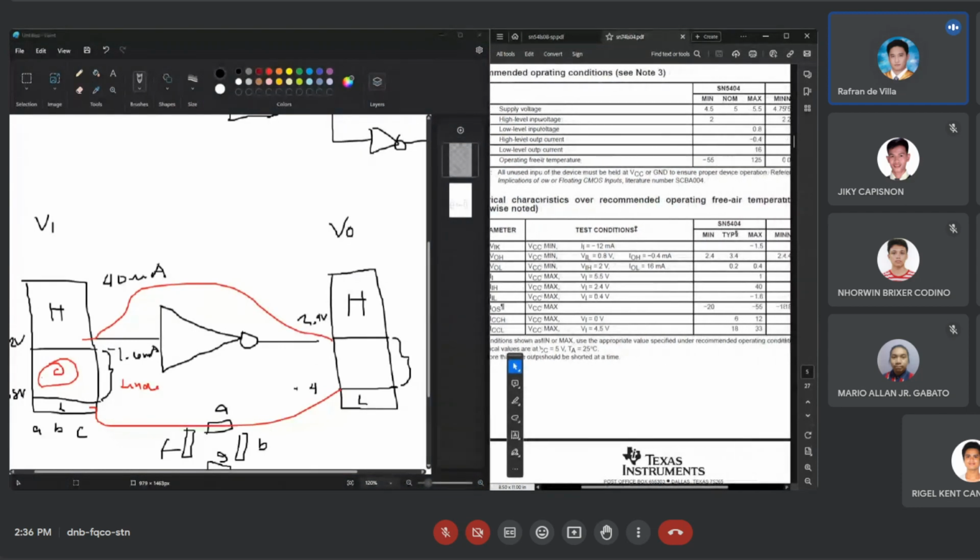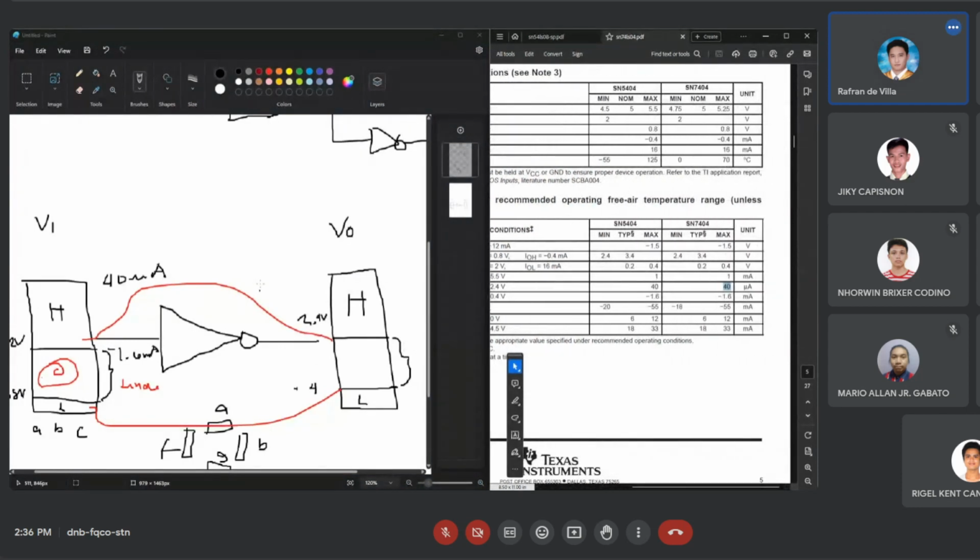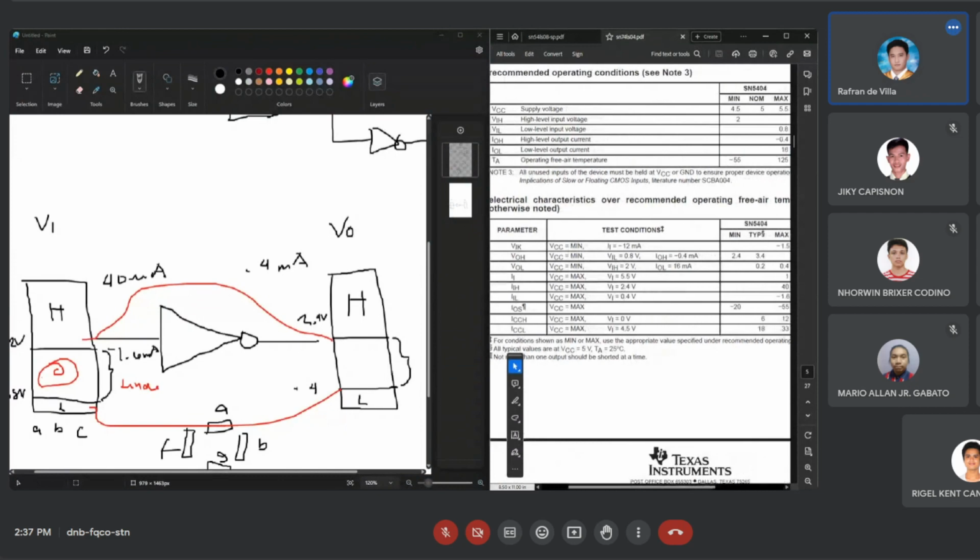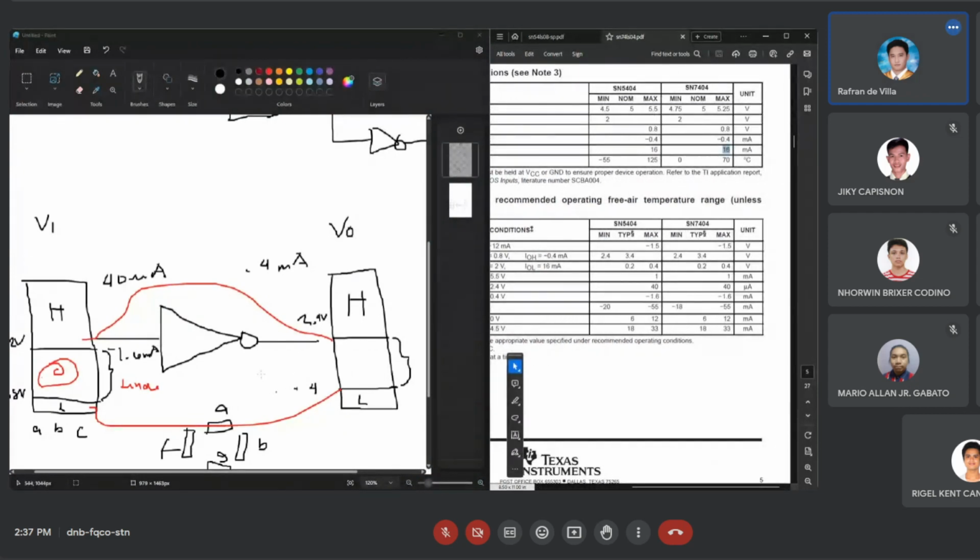Okay, the output high is rated at 0.4 milliamps. Then, the output current low is rated at 16 milliamps. Okay?